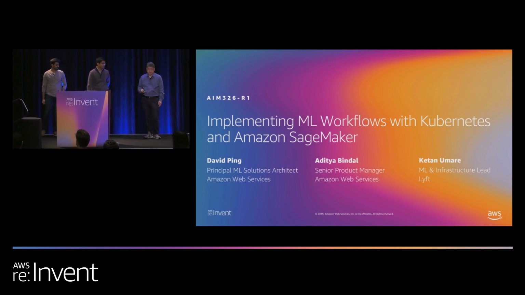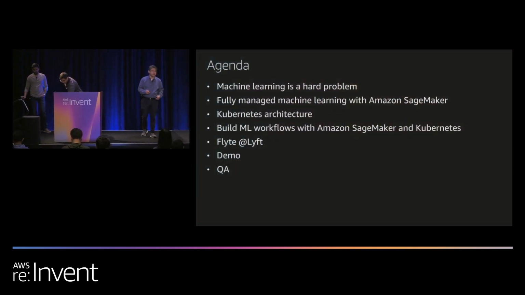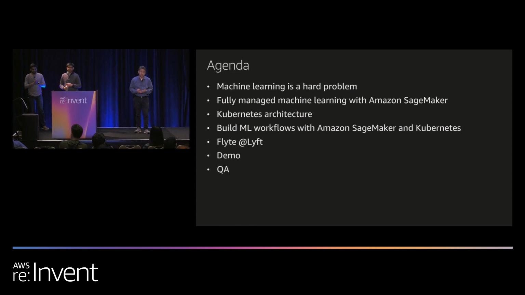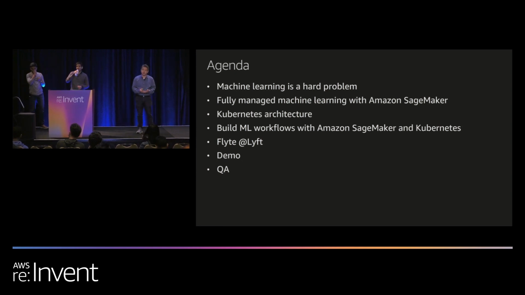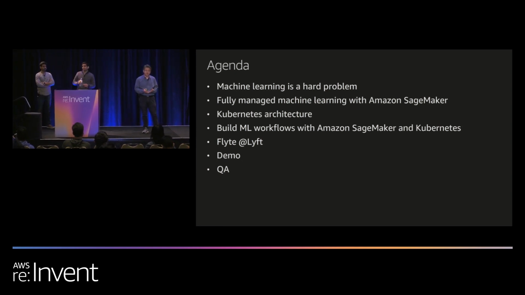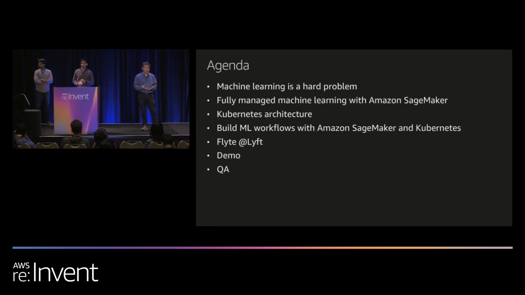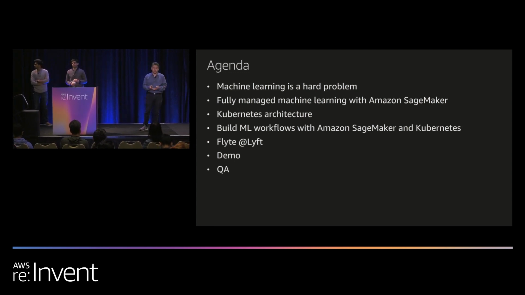All right, so we're going to get started. Cool, so this is the agenda we're going to be covering in this talk. First, I'd like to explore with you some of the challenges with building a machine learning platform. And to address those challenges, I'll first talk about Amazon SageMaker, a fully managed machine learning service, and see how it can quickly help you to simplify machine learning.